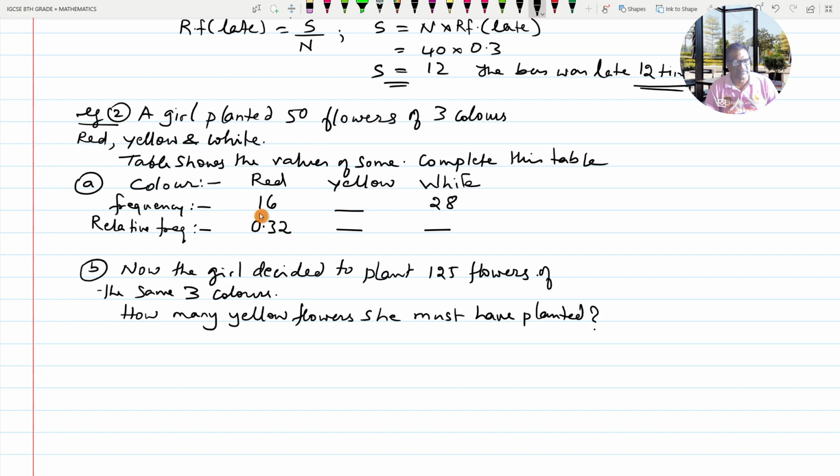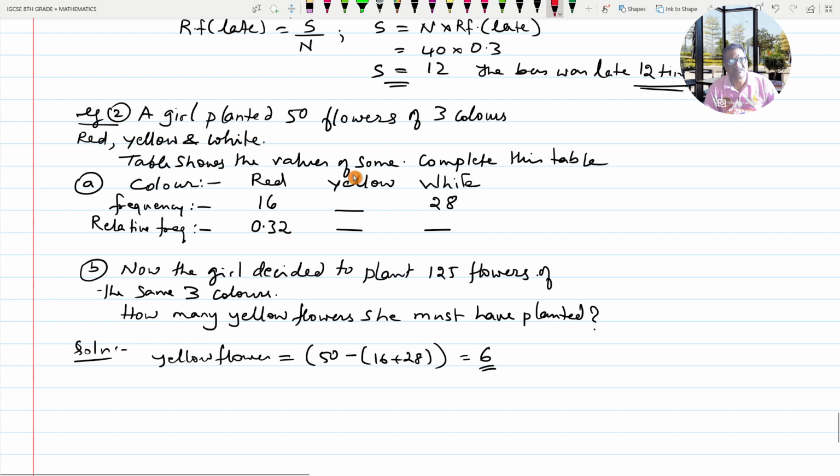Frequency, that is out of 50, 16 flowers are red color, 28 flowers are white color. Now, what will be the number of yellow color flowers? Now, it is obvious. So let me write the solution here. So yellow flowers, if you want to find out the number of yellow flowers out of 50, will be obviously 50 minus 16 plus 28, isn't it? This should be the answer, right? And that works out to 6. Okay. So can I write this 6 as the answer for this? This is 6, number of yellow flowers, right?